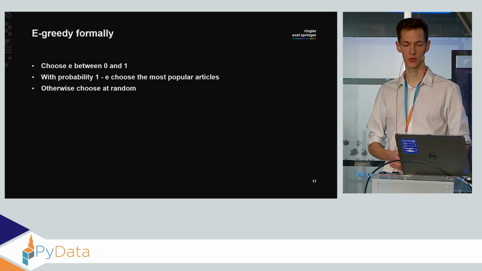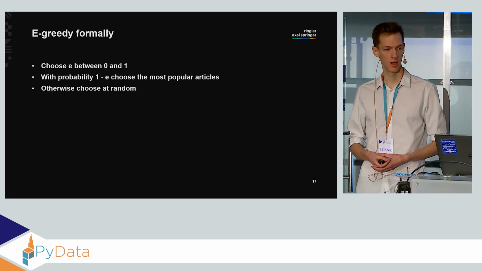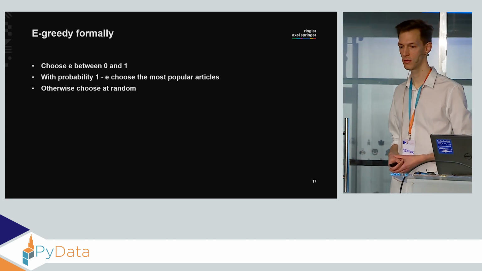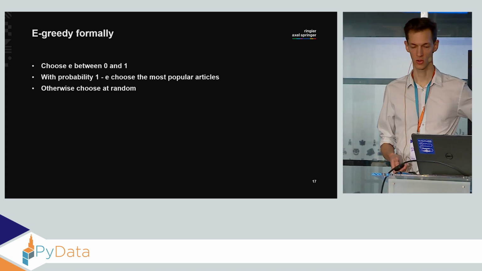More formally, we choose the epsilon value between 0 and 1, usually much closer to 0. Then with probability 1 minus epsilon, we choose the most popular article available. Otherwise, we choose a random article from the entire content pool.